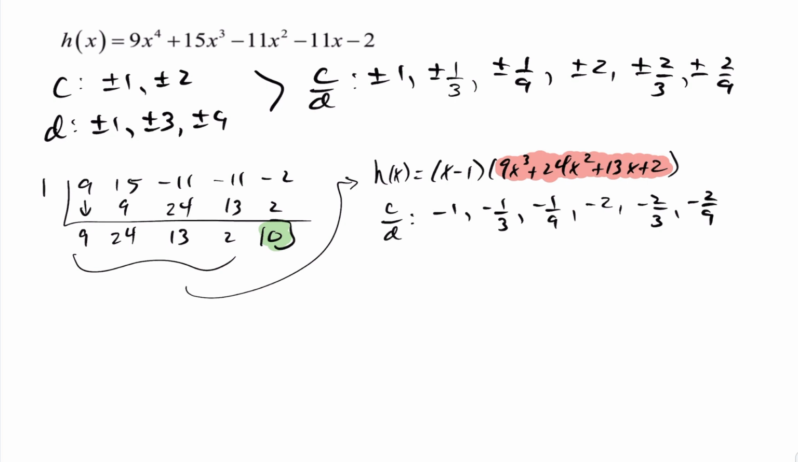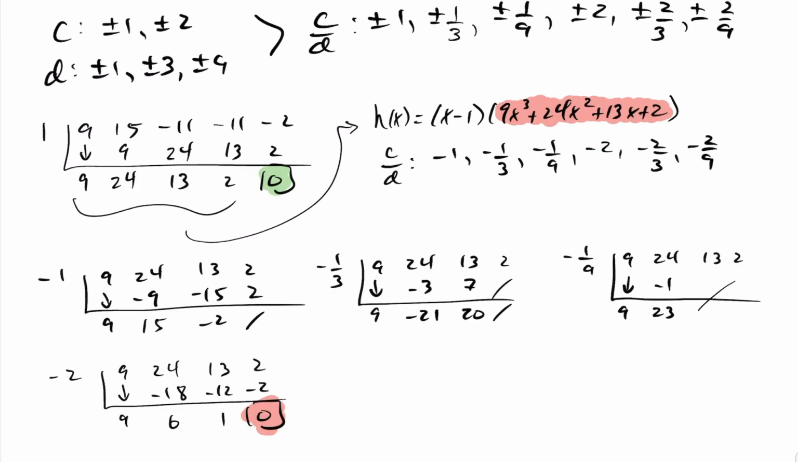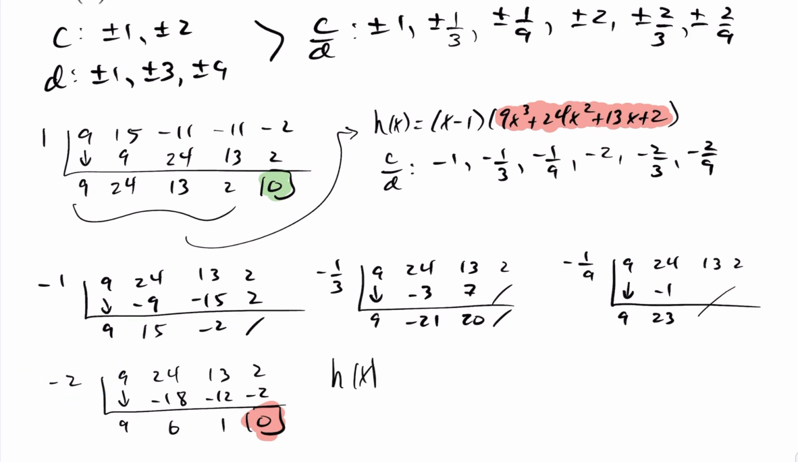All right, let's go ahead and do synthetic division on these values. And going through synthetic division here, you'll see I tried the -1, it did not work. The minus a third, it did not work. The minus a ninth. And I did have some luck at the -2 here. It became a root. So now my polynomial, h of x, will factor as follows: x minus 1 times x plus 2 times this quadratic here.